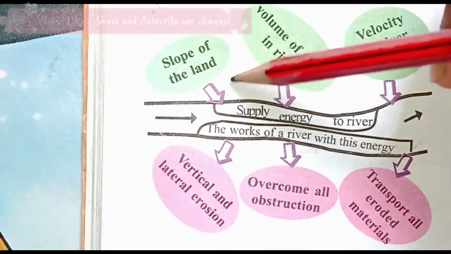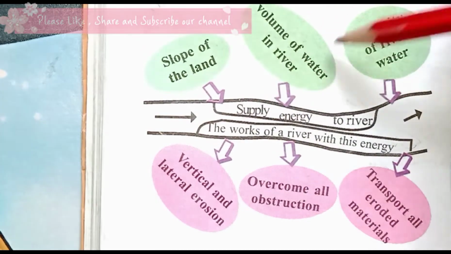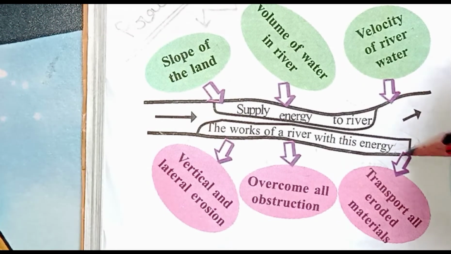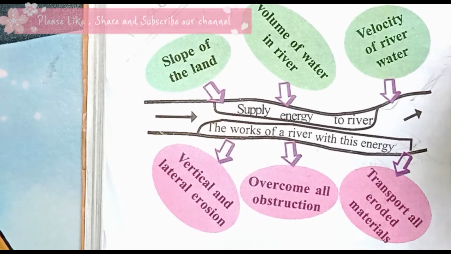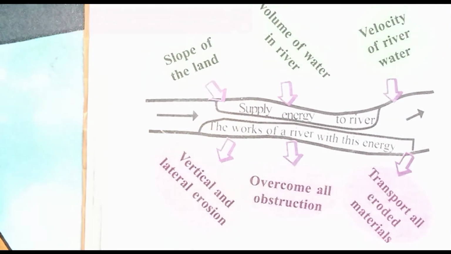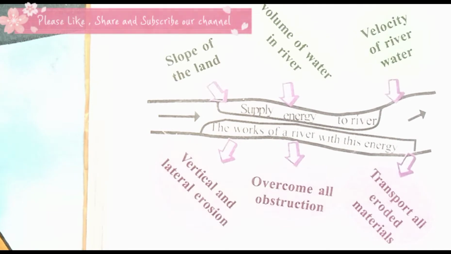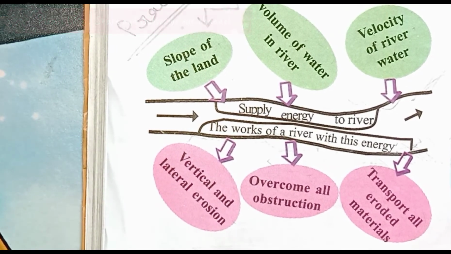This is the slope of the land, and the volume of the river supplies energy to the river, along with the velocity of the river. Because it is the eroded portion, the channel goes broader and the water moves with slower speed, and the deposition work starts from this point.